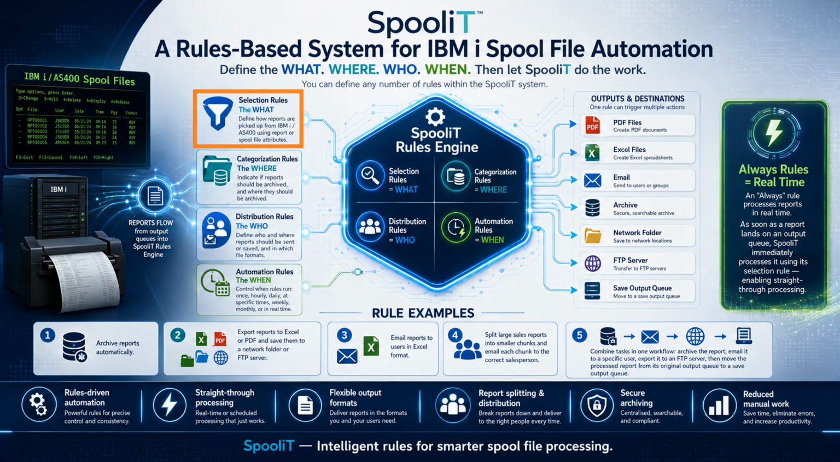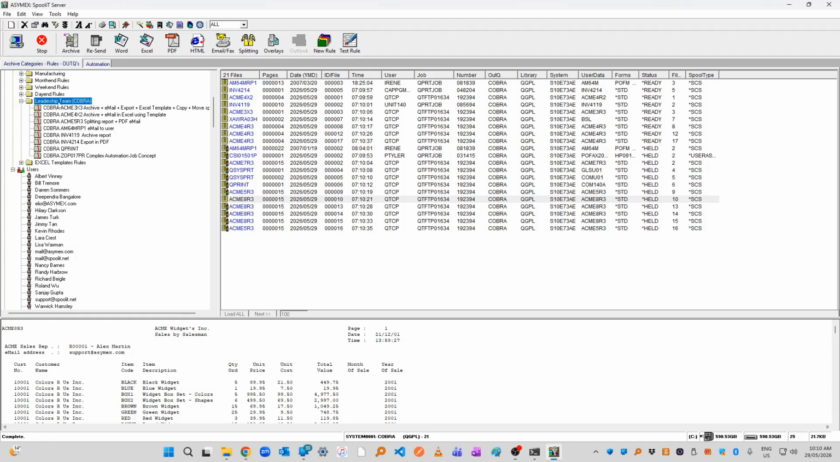Let's start by performing a quick refresher on creating a selection rule before we do a deep dive into automation rules. Earlier, we created a SpooliT folder called Leadership Team, Cobra, which is a rules group, sometimes referred to as a categorization folder. This rules group folder contains several selection rules for the Cobra leadership team.